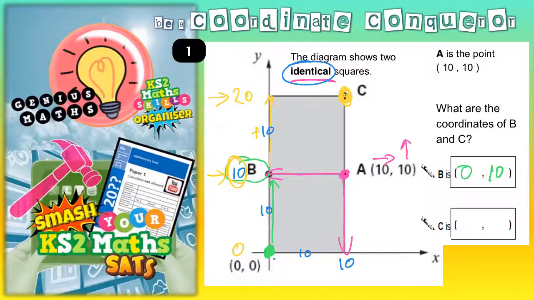So point C, if you drop a line down to the bottom, is level with 10 along the bottom. So it's 10 along the bottom, and up the side, it is level with 20. So that one is going to be 10, 20. And there's your two answers. It's all about labelling as many numbers as you can along the bottom and as many numbers up the side as you can. And that will give you your clues as to what your answers are.